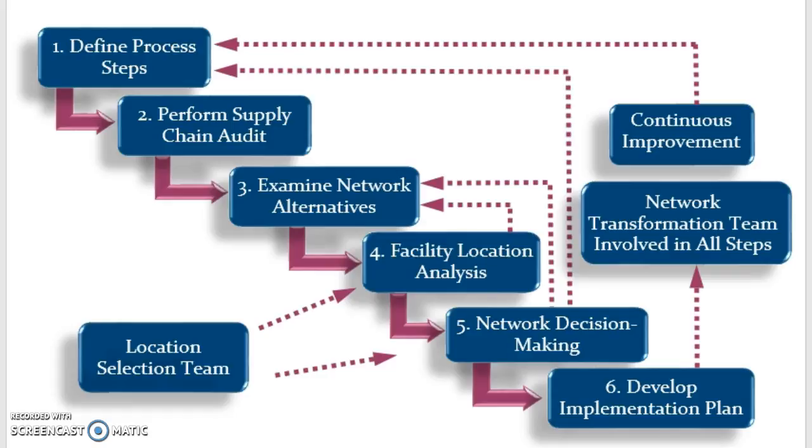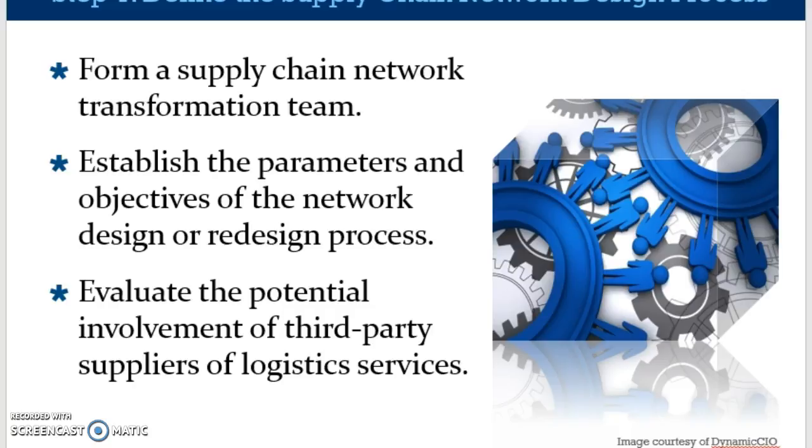This figure identifies the 6 major steps that are recommended for a comprehensive logistics network process. Step 1. Define the logistics supply chain network design process. First, a logistics network re-engineering team is formed who is responsible for all elements of the logistics network design process. Parameters and objectives of the logistics network design or redesign process itself are established. The use of third-party suppliers of logistics services is a topic also addressed early.